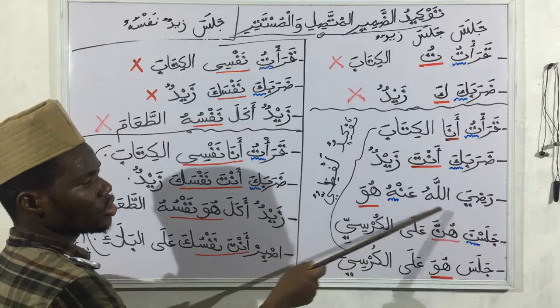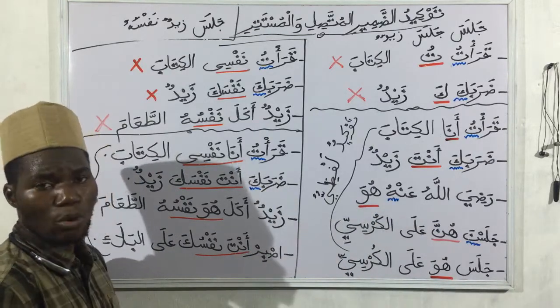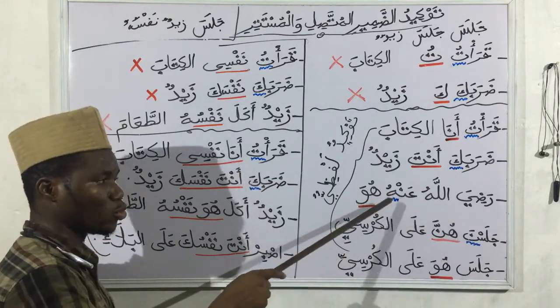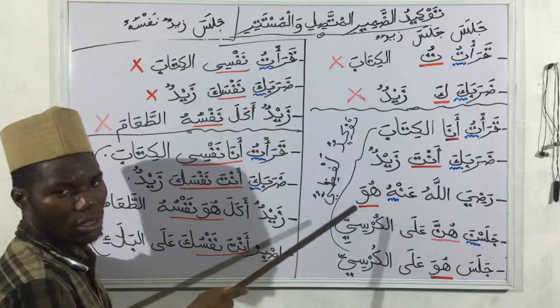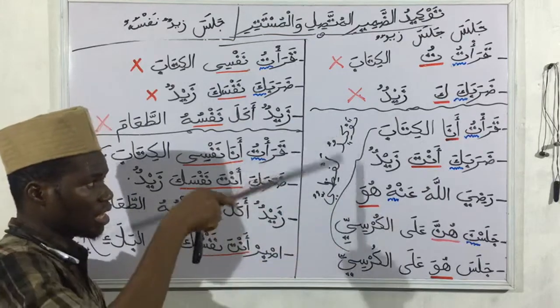Then this one, "radiallahu anhu", may Allah be pleased with him. I want to re-emphasize this "hu". I cannot say "radiallahu anhu hu". No. What will I say? "Radiallahu anhu huwa". So this is re-emphasizing the wording. The word, don't forget, taukid lafzi.